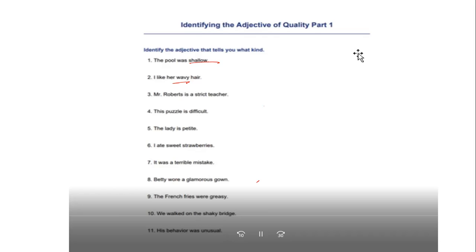So wavy. Mr. Roberts is a strict teacher. What kind of a teacher? Strict teacher. This puzzle is difficult. Difficult. The lady is petite. Petite. I ate sweet strawberries. What kind of strawberries? Sweet. It was a terrible mistake. Terrible. Betty wore a glamorous gown. Glamorous. The French fries were greasy. Greasy. We walked on the shaky bridge. Shaky. His behavior was unusual. So how was his behavior? Unusual.